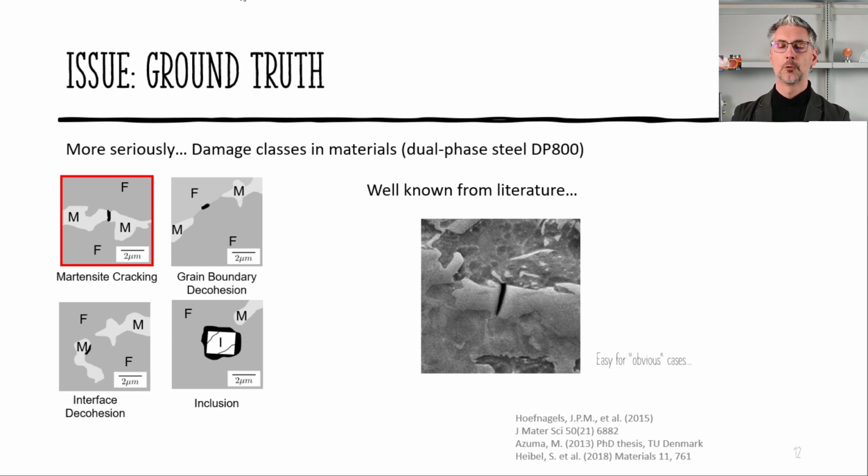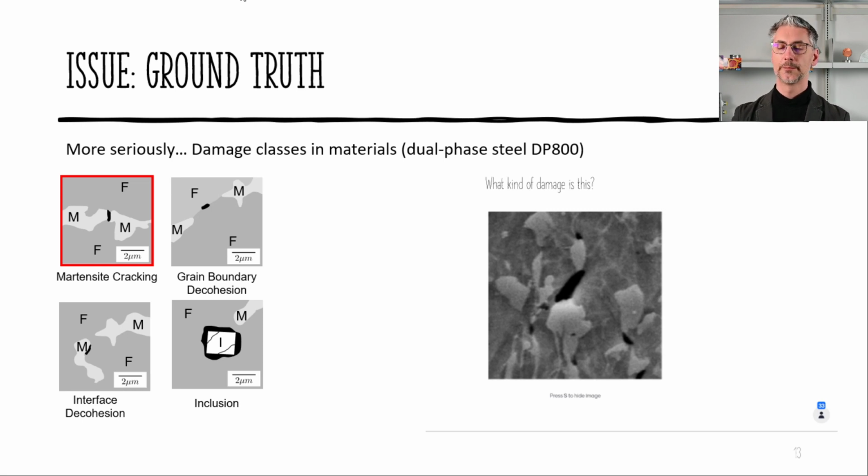So let's go away from cats and dogs. More seriously, as an example, take damage classes in materials, in this particular case in dual phase steel. We have damage classes well known from literature, like martensite cracking, grain boundary decohesion, interface decohesion, and inclusions, and we see a typical example here. And defining the ground truth label is easy for obvious cases.